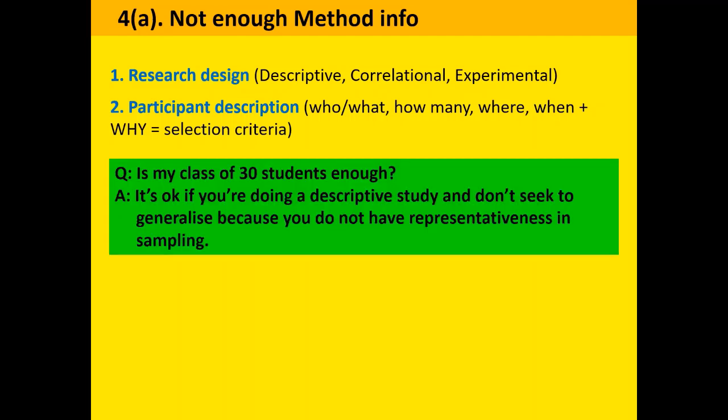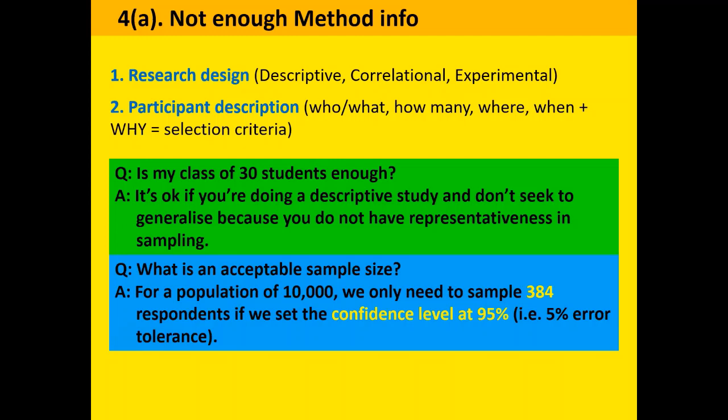Now, a lot of people are more concerned with the number. Is my class of 30 students enough? It's okay if you're doing a descriptive study, but you then will have some problems when you generalize because people say, you study 30 and you want to say that the 3,000 students or the 30,000 students in the country is like this. Therefore, you must write your limitations that you cannot generalize because what you study could be so uniquely like this.